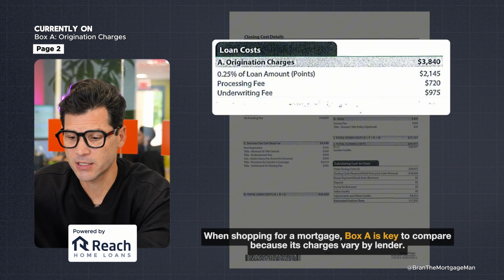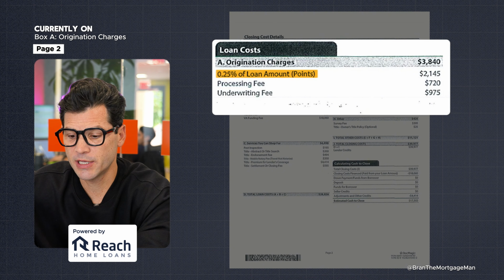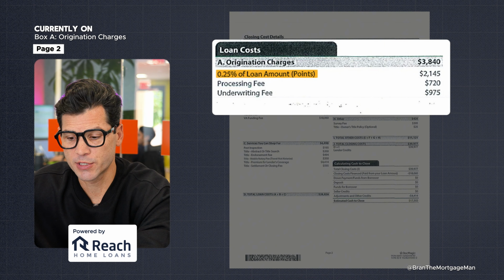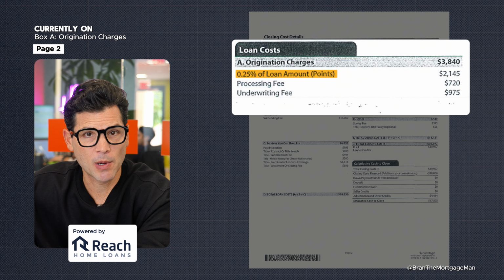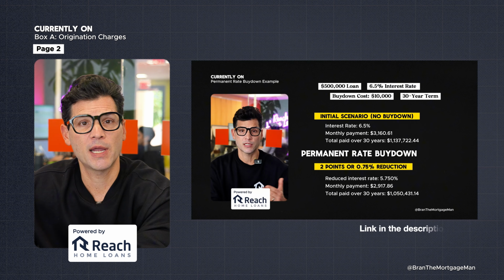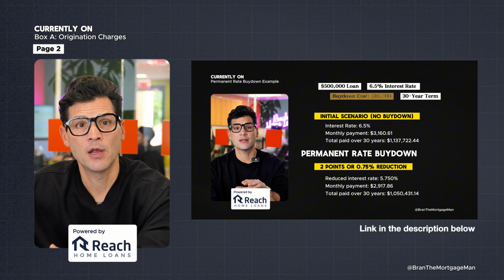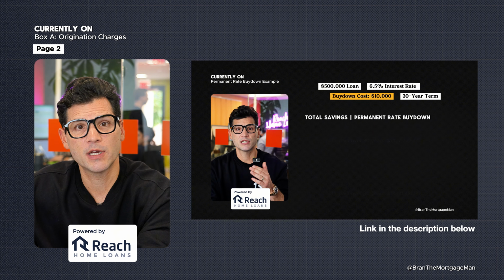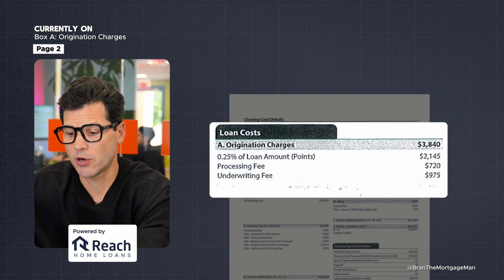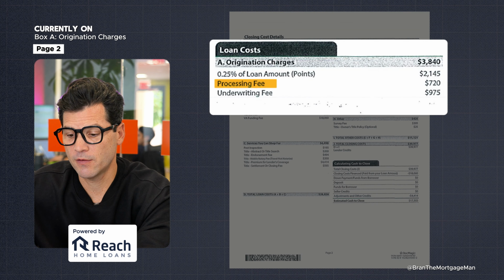So to get back to this, in this case, origination charges, this borrower is paying 0.25% in points, right? And I've talked about what points are in other videos and how you can pay those in order to get a reduced interest rate from where the market rate is. So check that video out to get a little more detail on what points are. Processing fee and underwriting fee, right?